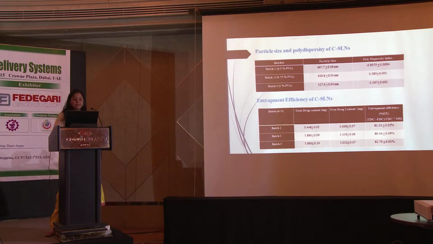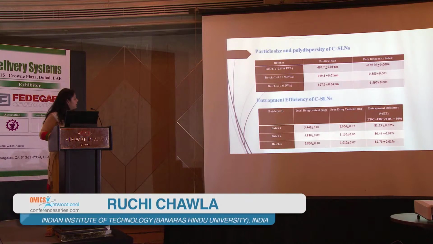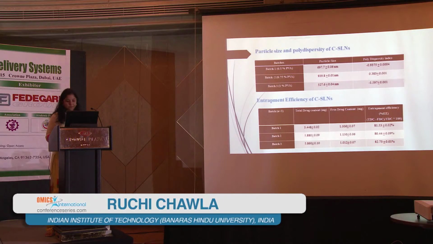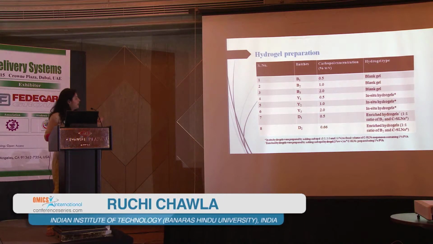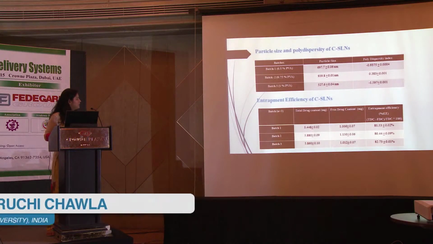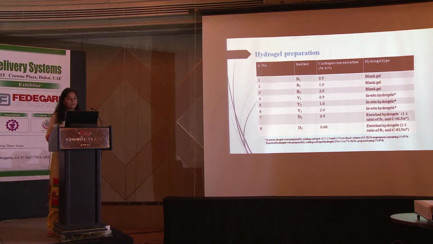Now, for the three batches, prepared with 0.5%, 0.75%, and 1% PVA, the best batch, with the lowest particle size, was obtained with 1% PVA, and good polydispersity. I mean, pretty good, not that good. And the entrapment efficiency was also best for batch 3, around 82%. Taking that as the model batch, that is batch 3, we proceeded further to the hydrogel preparation.